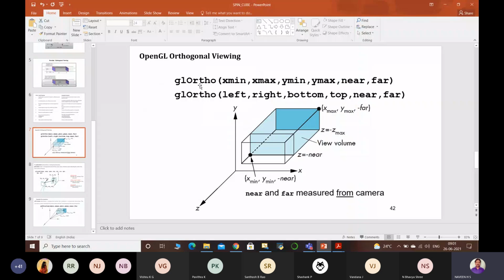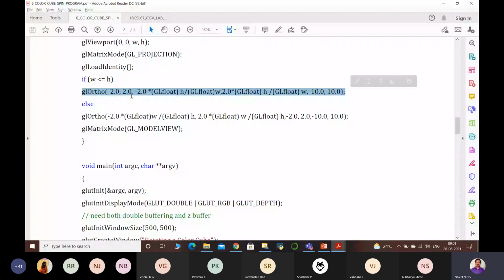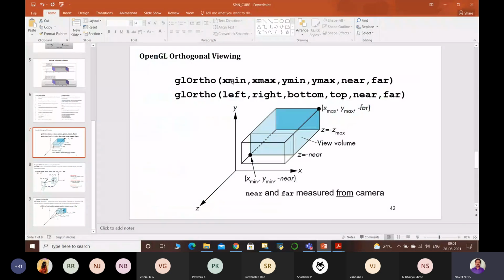See, so glOrtho takes these values: minus 2.0, 2.0, and so on. Those values are X minimum, X maximum, Y minimum, Y maximum, and the near value and far value. We know that already: X min, X max, Y min, Y max, and these two concepts are added in the case of three dimensions. But in the case of two dimensions, with glOrtho2D, we have only these four parameters. But as this is three-dimensional, we need to calculate the near and far distance also. That's why you are going to use this function.